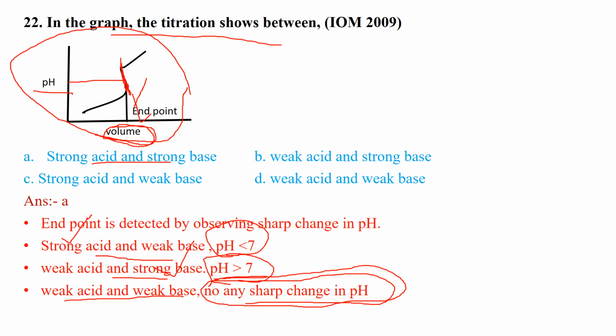In case of strong acid and weak base, or weak acid and strong base, the graph will be of another type. So I will discuss this graph, strong acid, weak acid and strong base, in another lecture, that is volumetric analysis part 2. We will discuss about this.